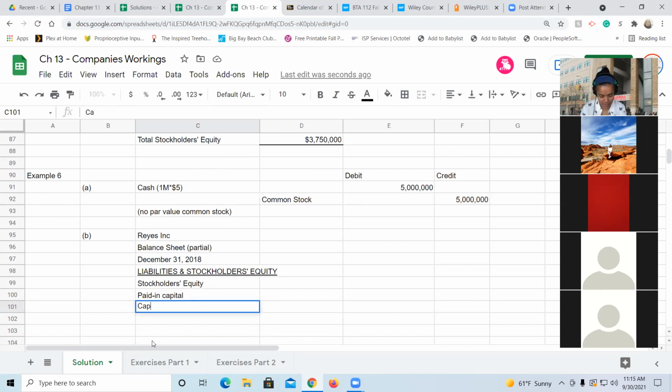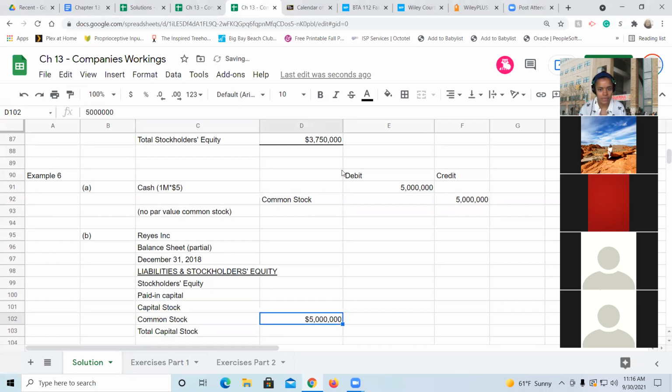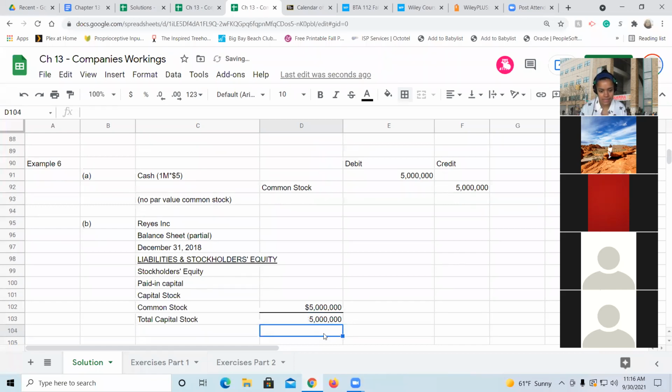So paid in capital, and then it's going straight down the line, the same thing every time. Paid in capital, capital stock. We don't have preferred stock, so we're immediately going into common stock. You're going to put the 5 million that you just calculated as your common stock balance, right? And then you call this total capital stock. And again, I'm becoming like a stuck record, but just so people don't panic, a lot of these headings are given to you already in Wiley. I'm more concerned that you actually get the numbers right next to each heading.